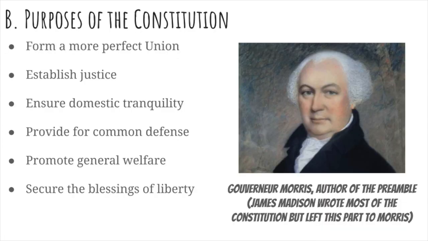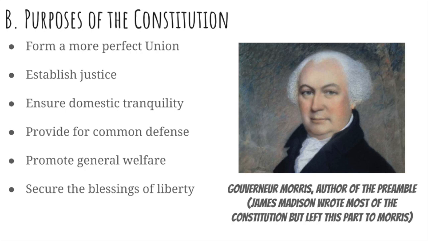So as stated earlier, the purposes of the Constitution are laid out in the preamble word for word, and the preamble begins, "We the people, in order to form a more perfect union, establish justice, ensure domestic tranquility, provide for the common defense, promote the general welfare, and secure the blessings of liberty, do ordain and establish this Constitution of the United States of America."